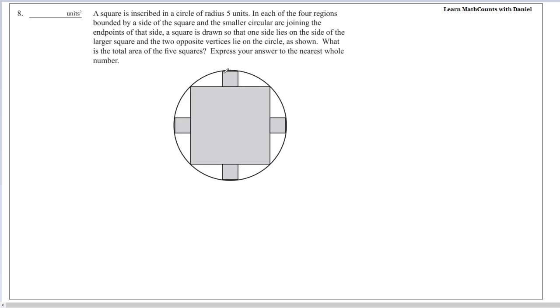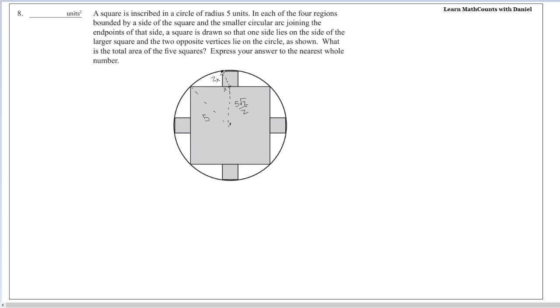Alright, so if we want the total area, what we want to do is find the side length of one of these small squares. So how are we going to do that? Let's make some right triangles. Let's draw a line segment from here to here. Because this radius is 5, we can find that this length is 5 root 2 over 2. Next we can draw a line from this point to this point. Let's say that this is 2x and that this is x.